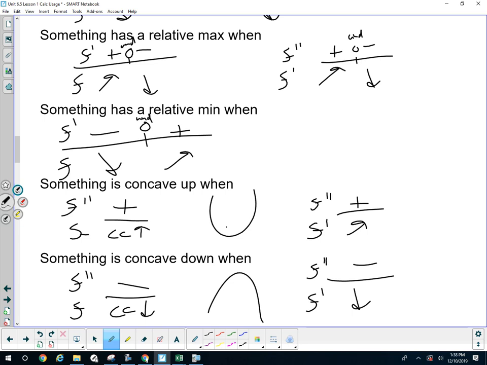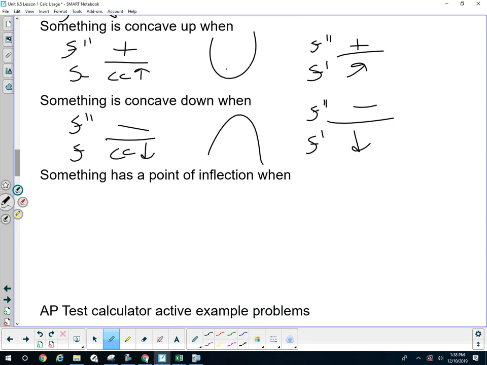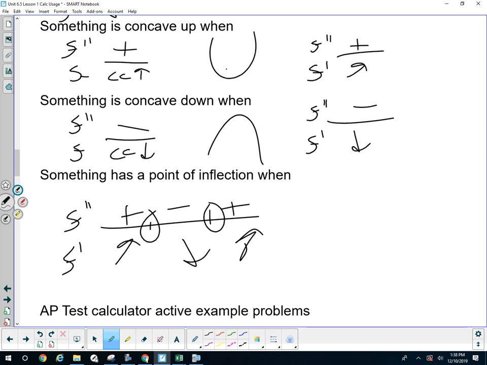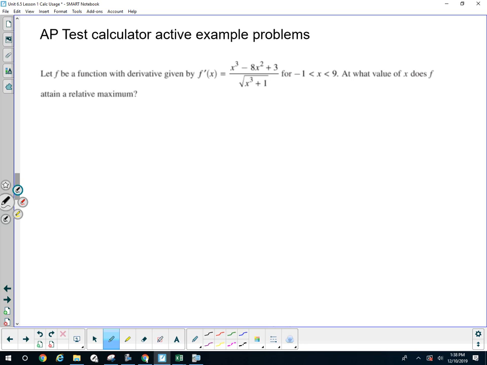Okay, this is all a review of Unit 4. We have a point of inflection when f double prime changes sign. That will be when f prime changes direction. If f prime changes from increasing to decreasing, we'll have a point of inflection. If f prime changes from decreasing to increasing, we'll have a point of inflection. All of these things we need to remember. Okay? All right, let's get into some of these function analysis problems.